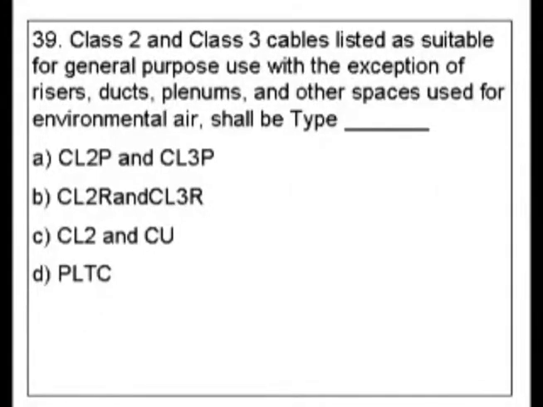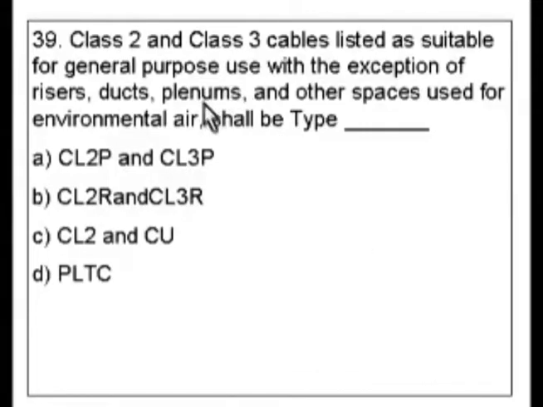Class 2 and Class 3 cables listed as suitable for general purpose use, with the exception of risers, ducts, plenums, and other spaces used for environmental air, shall be type: is it A, CL2P and CL3P; B, CL2R and CL3R; C, CL2 and CU; or D, PLTC? This is a question on which I outsmarted myself, and I'll show you why.